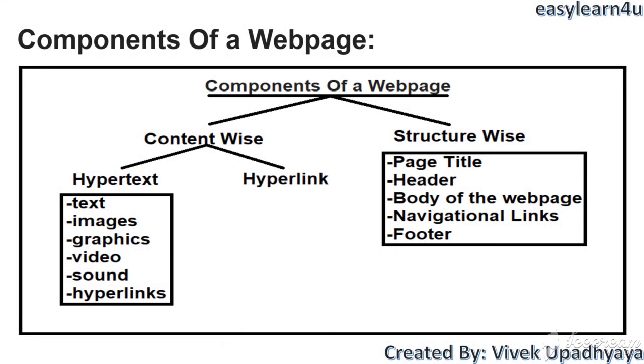Now, components of a web page. We can have components of a web page in two different ways. It may be content wise or it may be structure wise. Content wise, we can have hypertext, meaning any multimedia content which may have text, images, graphics, video, sound, and hyperlinks. The other part is hyperlinks, meaning navigational links which are used to access different pages of a website.